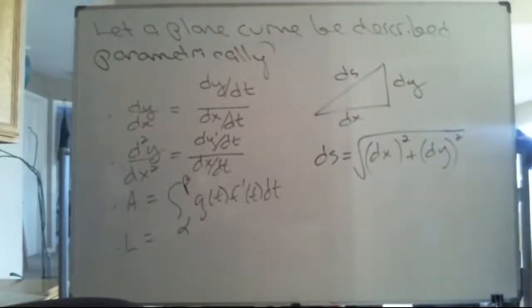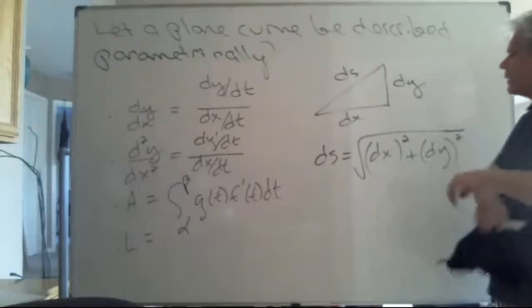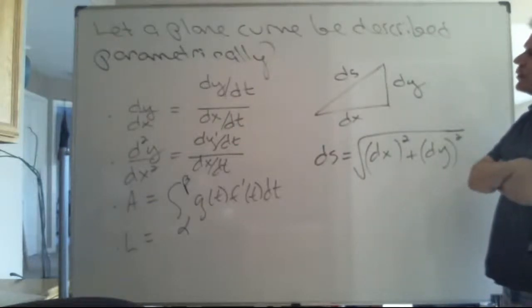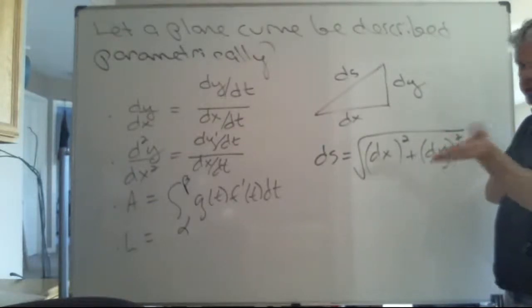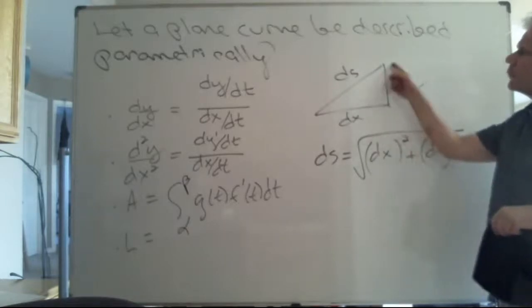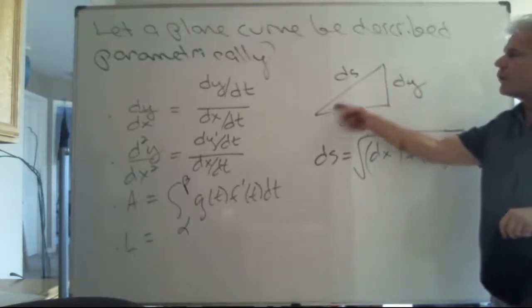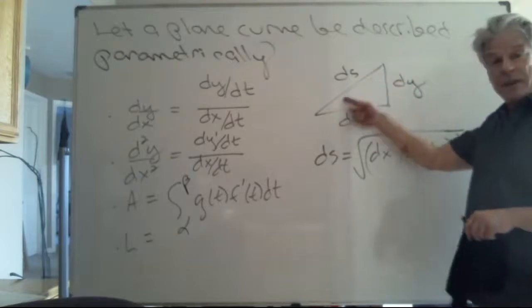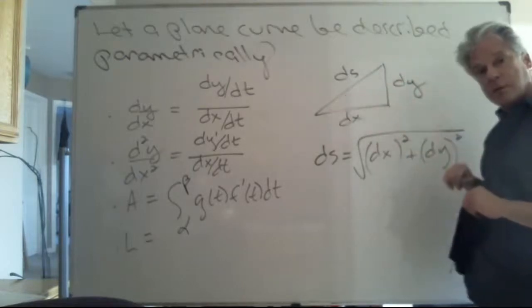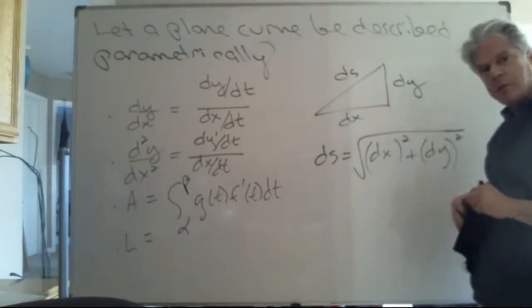Recall that when you and I generated a technique for computing arc length earlier this semester, we partitioned the interval from A to B into n subintervals of equal length, and we approximated a portion of the length of the curve over the ith arbitrary interval with ds. We drew a nifty little triangle. This came from the Pythagorean theorem.